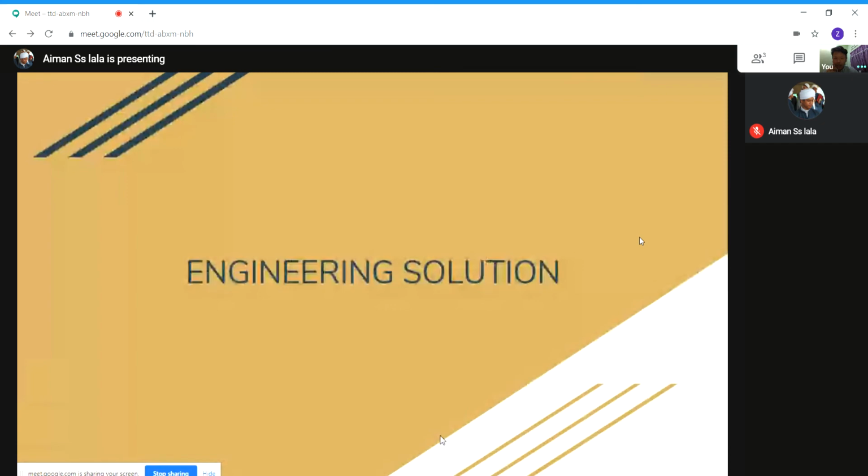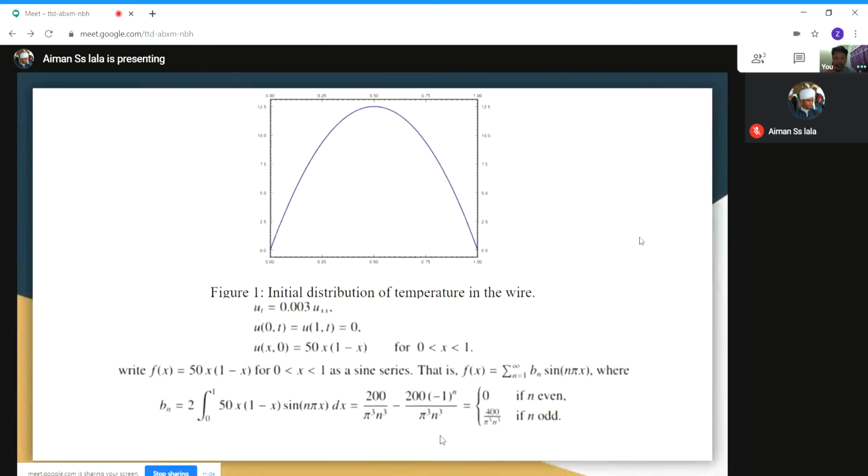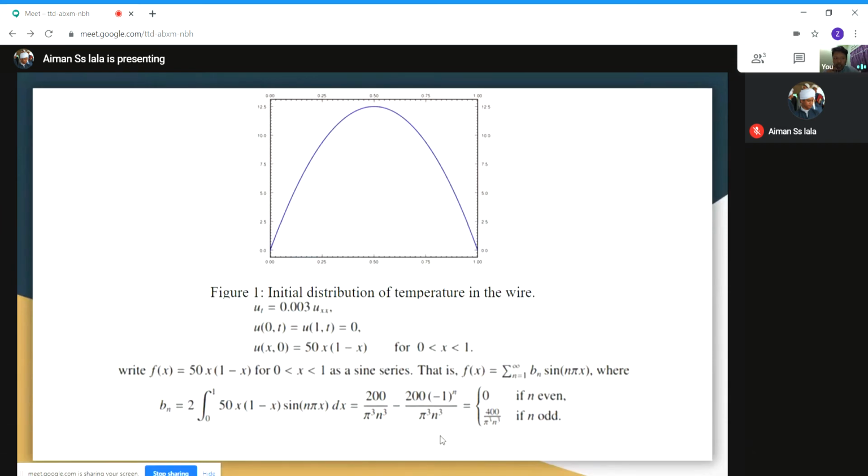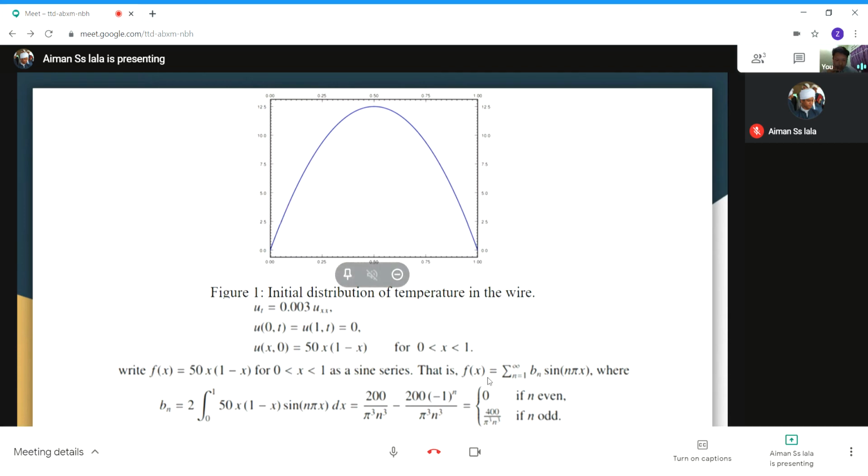Next, we will go to the engineering solution. Okay, so the graph is given and we can see this is the common heat equation and the initial condition and boundary condition. So first step, we need to transform the given equation to a sine series related to this equation. So we got this equation.